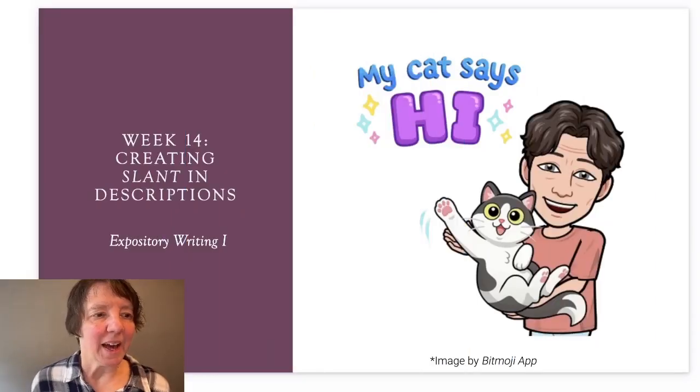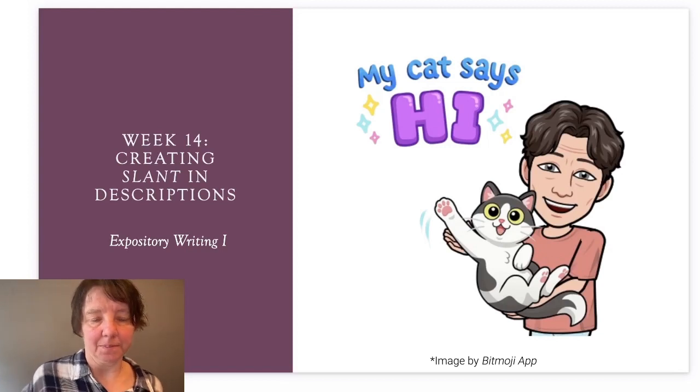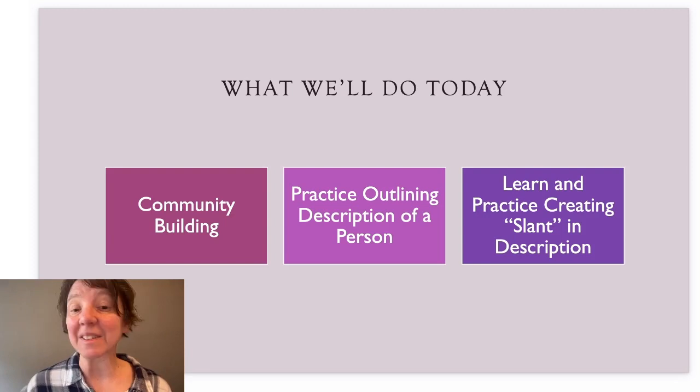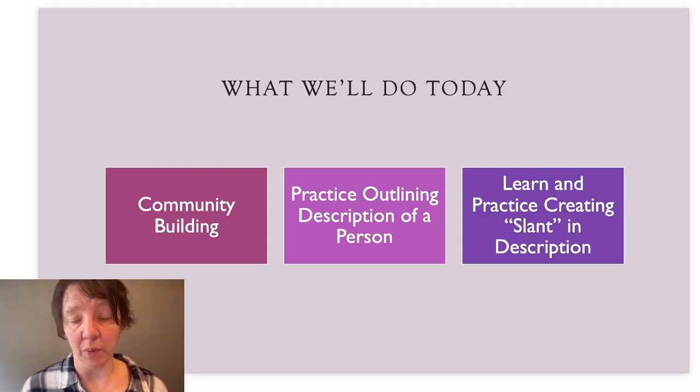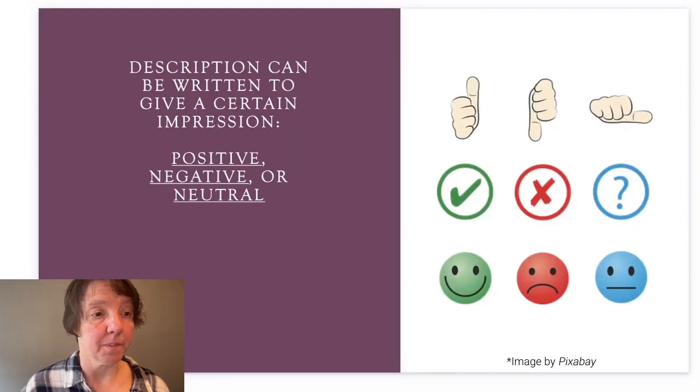Hi everybody, and welcome to week 14 of Expository Writing 1. What we'll do today is community building, as usual. Then we'll practice outlining the description of a person, and then we'll learn and practice creating slant in description, which I will explain what that means. Now for this sample lesson, we're only going to do this third part.